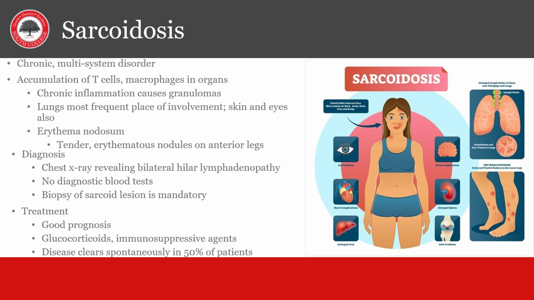Sarcoidosis is another autoimmune disorder. This one is associated with accumulation of T cells and macrophages in organs. This causes granuloma formation. Lungs are a frequently involved organ, as are the skin and the eyes. They can have erythema nodosum. Diagnosis is history and physical exam along with chest x-rays. Biopsy of the granulomas is mandatory. Steroid treatment is the best treatment and can be curative, although some need immunosuppressive agents as well.